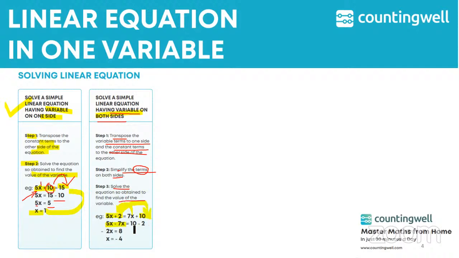So plus 2 will become minus 2. Similarly, 7x on the RHS will become minus 7x on the LHS. So we have 5x minus 7x equals minus 2x. 10 minus 2 is 8. Transposing 2 to the RHS so that we can find the value of x, we have minus 4. So you have to take care of the signs here because we are subtracting 7 from 5, we will get minus 2.